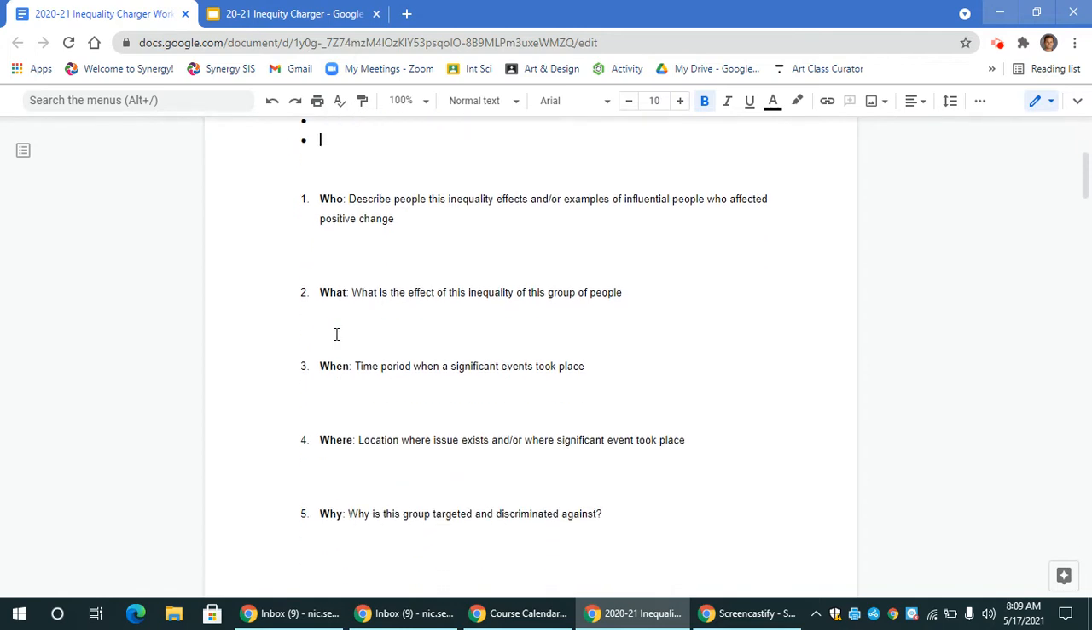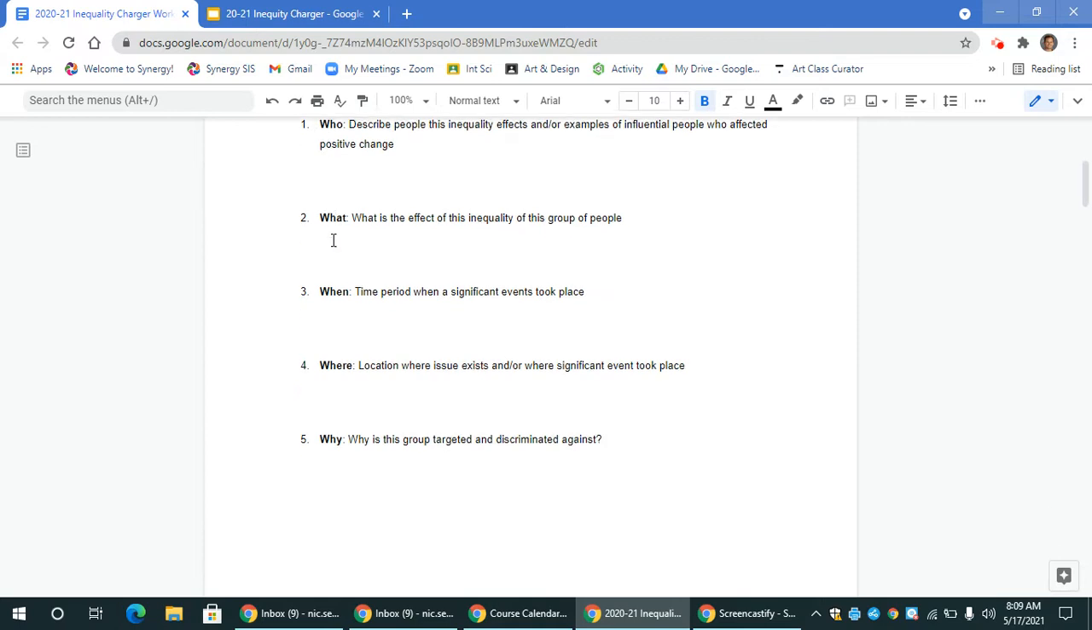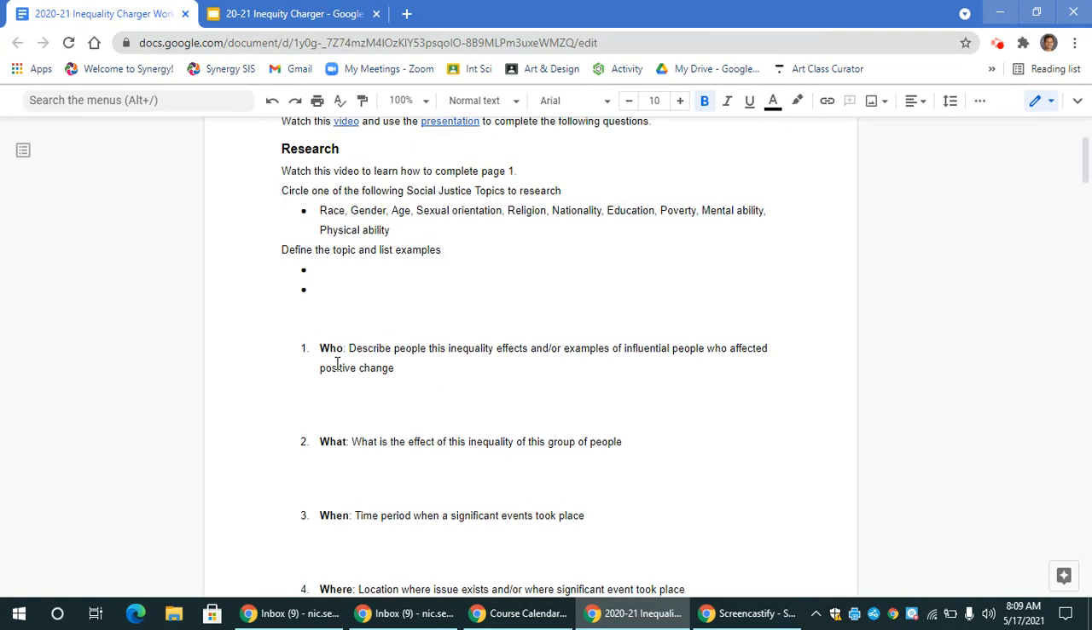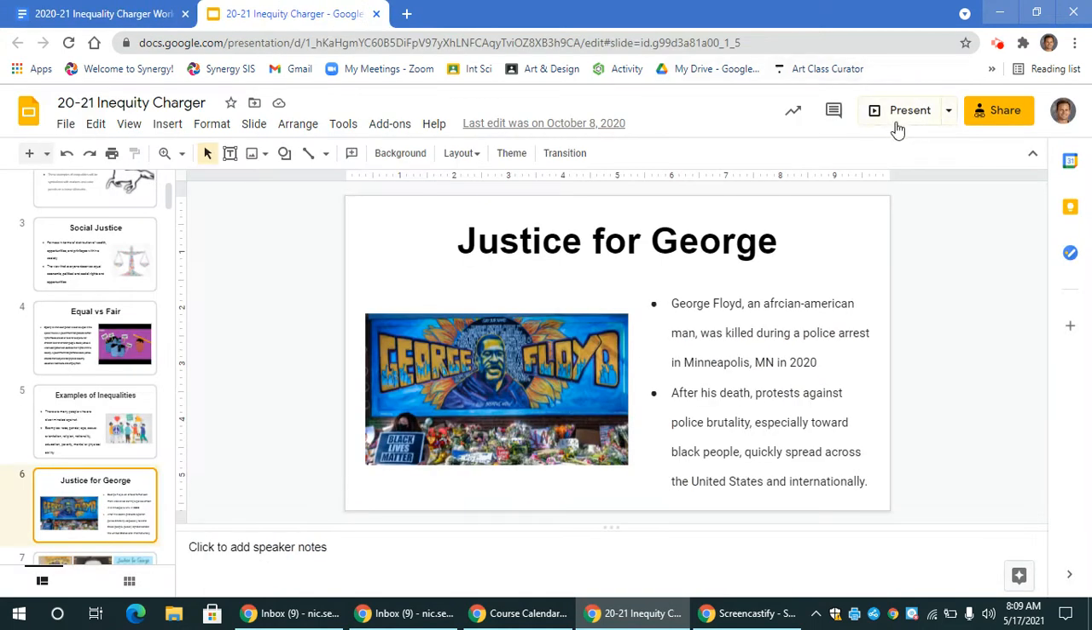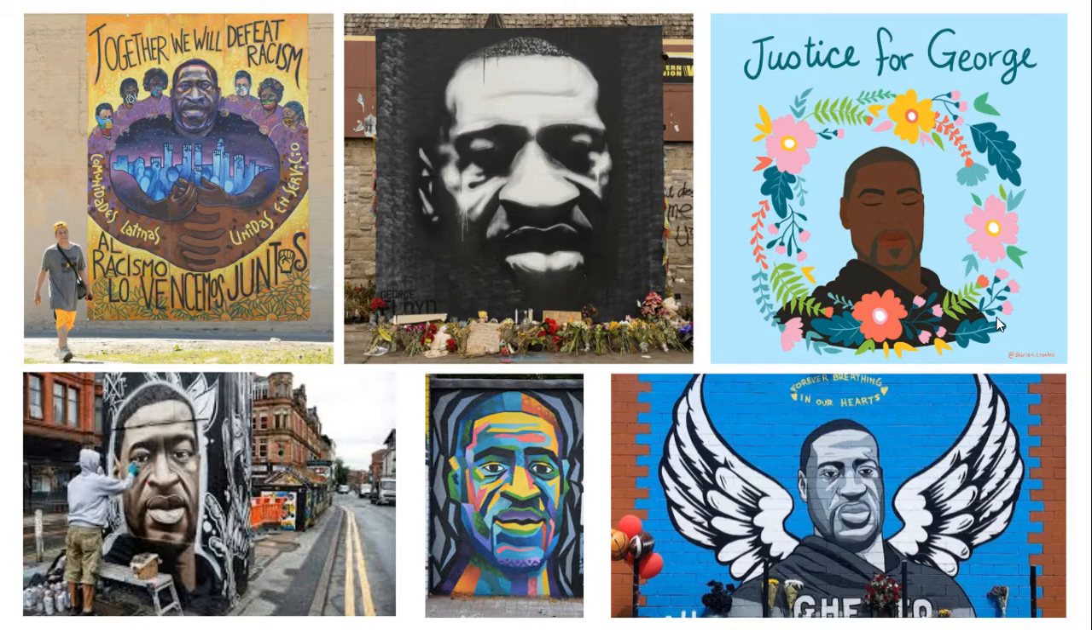You're next going to be looking in and defining these questions as well. Who, what, when, where, and why. So, for example, if you chose racial discrimination, you might be talking about George Floyd. With my example, George Floyd was an American man who was killed during a police arrest in Minneapolis, Minnesota in 2020. After his death, protests against police brutality, especially towards Black people, quickly spread across the United States and internationally.